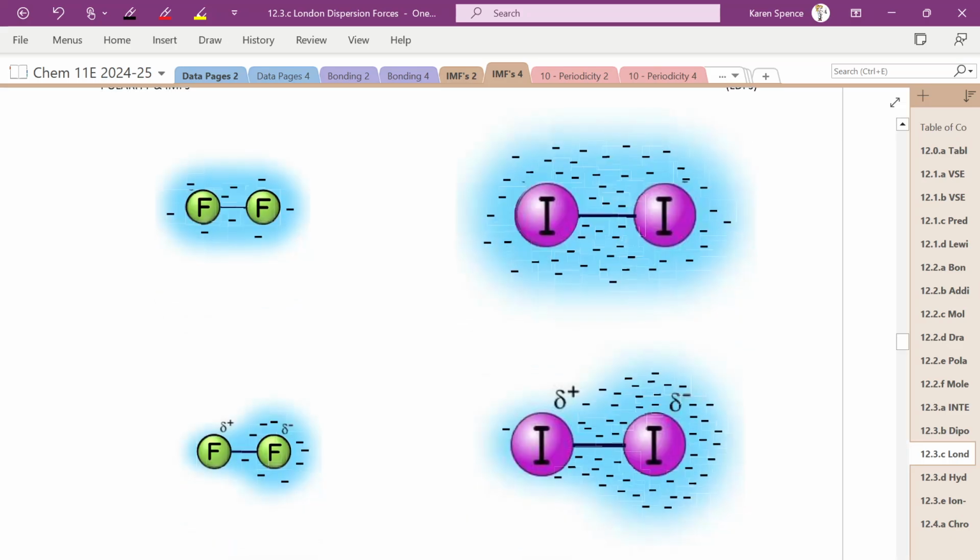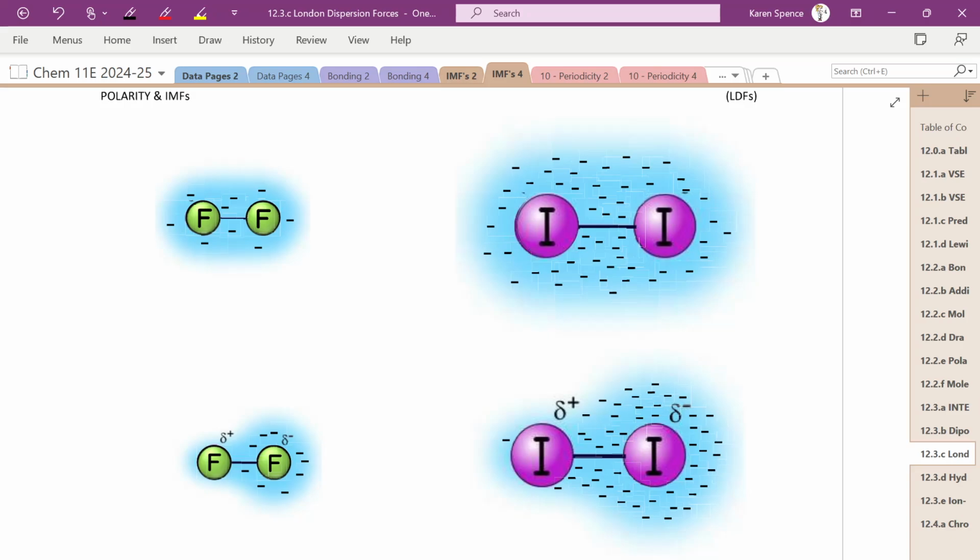So what happens is that if you take a look, the one with the larger electron cloud, more electrons, can be more negative and more positive than fluorine, because fluorine simply doesn't have as many electrons to go to one side. Is that good?